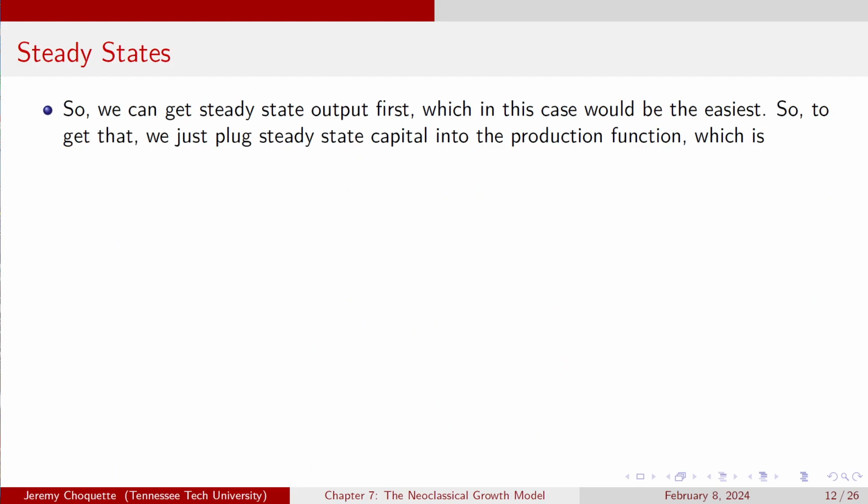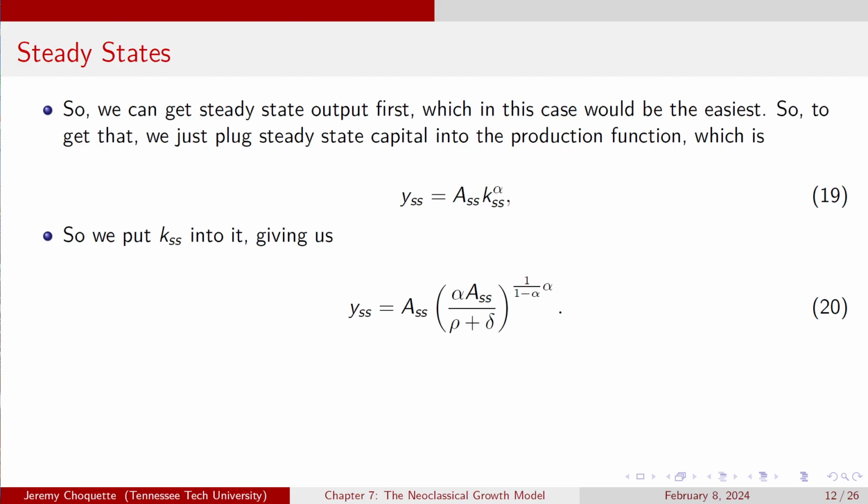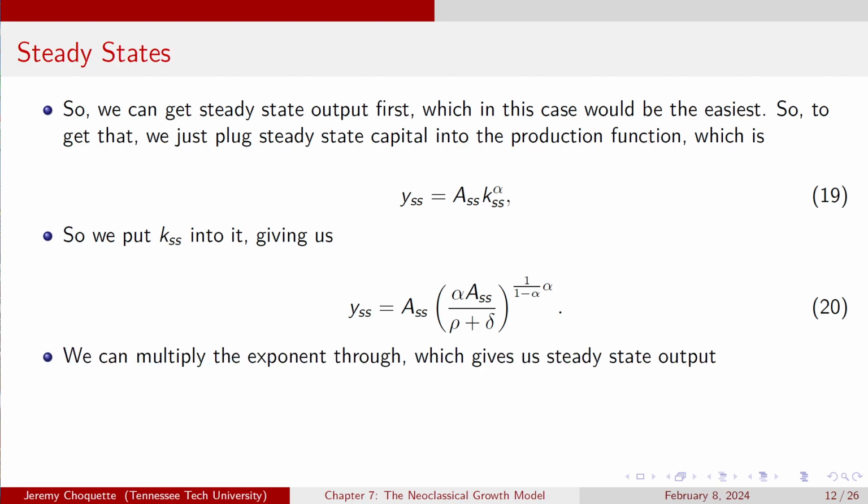So we can get steady state output next, because we got steady state capital first. It's really pretty easy, because if we know what output is in the steady state, YSS equals ASS, that's a wordy one, times KSS to the alpha. Oh, and just put KSS into it. Okay. It's A times alpha times A over rho plus delta, to the 1 over 1 minus alpha, times alpha. But then that alpha, just multiply that through the exponent, and I get YSS equals A times alpha times A over rho plus delta, to the alpha over 1 minus alpha, which kind of looks like what we saw in the Solow model. And then again, it kind of doesn't.